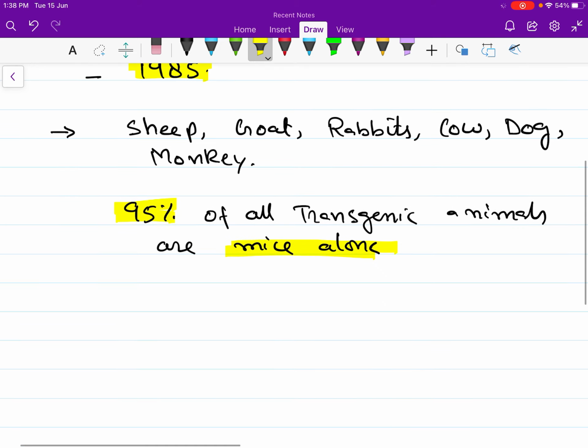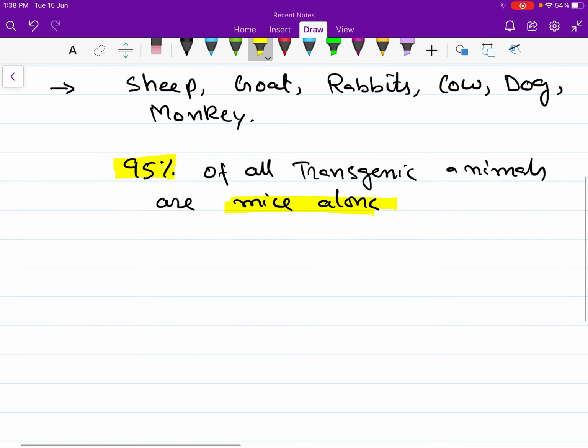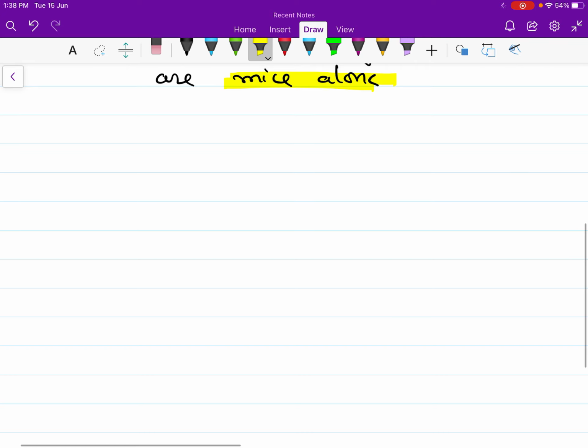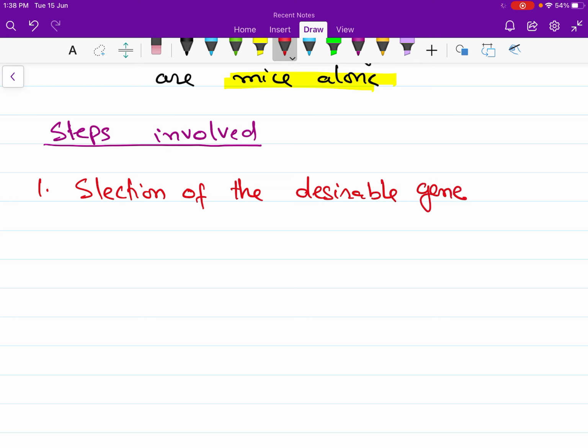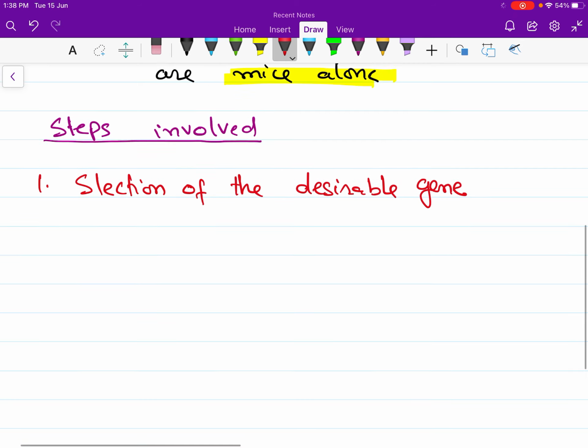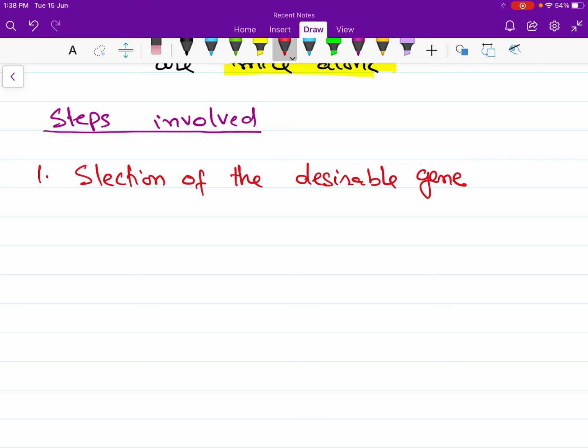Now production of transgenic animal is a multi-step process that can be briefly summarized here. So we will talk about the steps involved in the production of the transgenic animals. For the formation of the transgenic animals, first step is to isolate or to select the desirable gene. First, the gene to be introduced into the transgenic animal is to be decided. So once we have decided what type of gene is to be introduced, then we can go for the next step, that is the isolation of the desired gene.